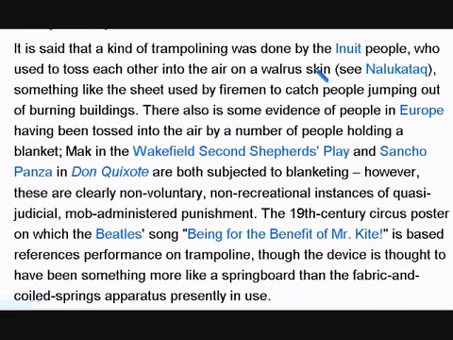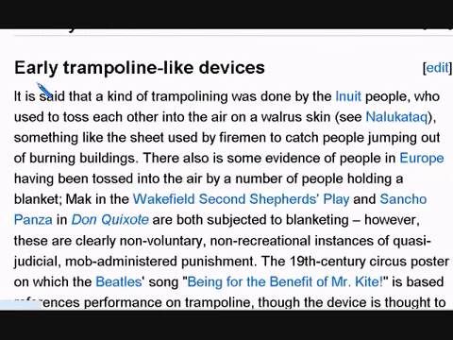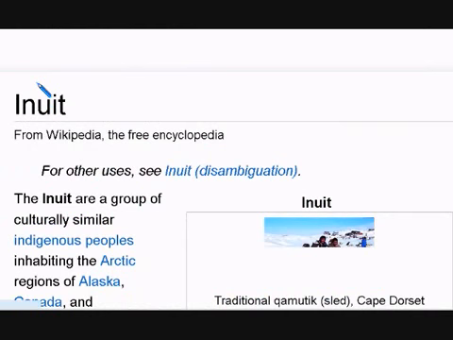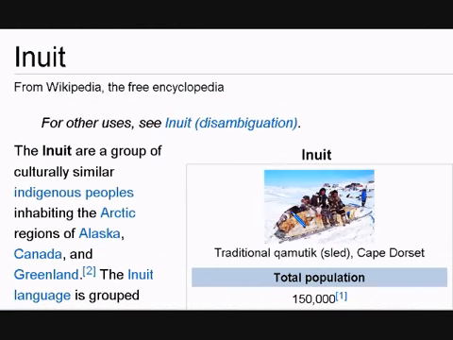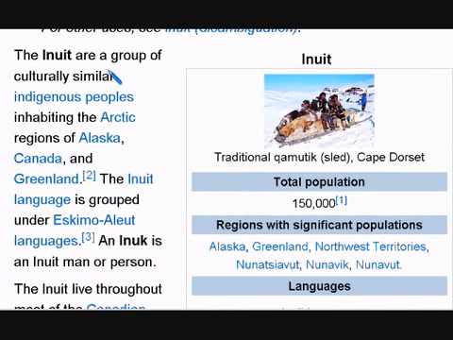Let's click on Inuit. Here's the Inuit people. So they would have, here's some fur here, and they would take this fur and they would jump on the fur and shoot themselves up. Apparently, yeah. I see the Inuit are a group of culturally similar indigenous peoples inhabiting the Arctic regions of Alaska, Canada, and Greenland.